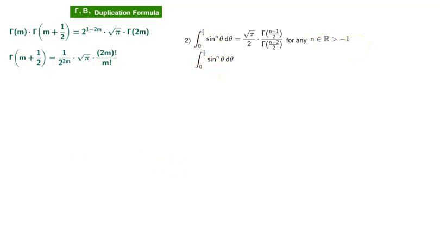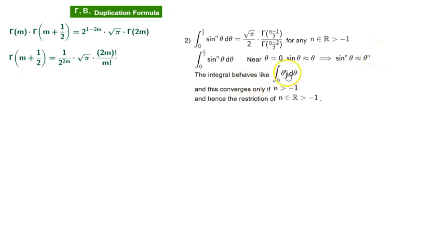Now let's take this sine n theta from 0 to pi by 2. Here theta is equal to 0. We know sine theta is approximately equal to theta, which implies sine to the power of n theta is approximately equal to theta to the power of n. So the integral behaves like theta to the power of n d theta near 0, and this converges only if n is greater than minus 1. It has a restriction of n being greater than minus 1.